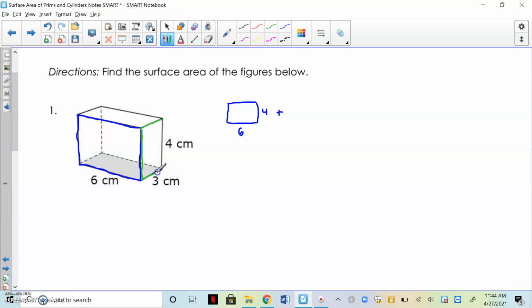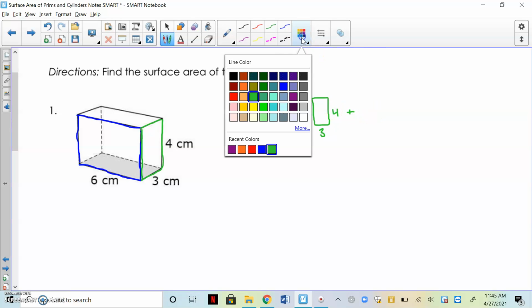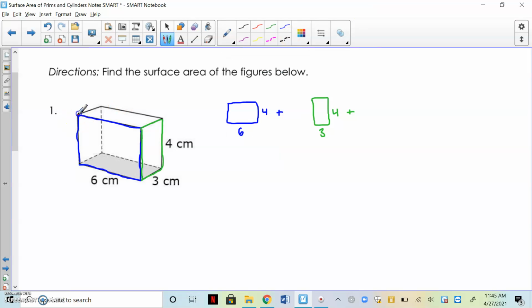This one has dimensions of 3 by 4. Sometimes it can be a little bit tricky to see what the lengths are. You just have to look at your picture very carefully. All right, and we have one more pair. That's the top and the bottom.